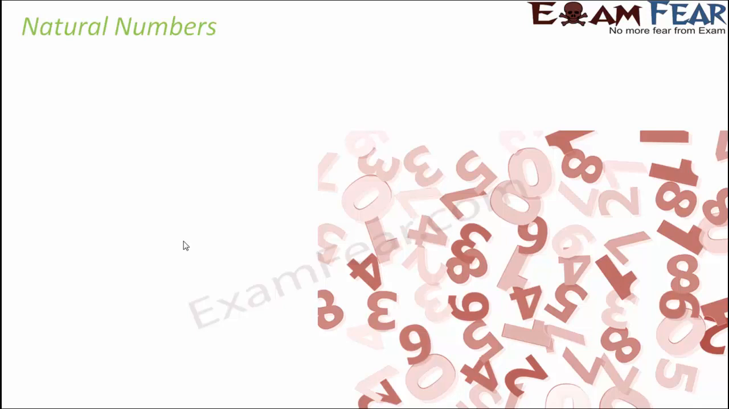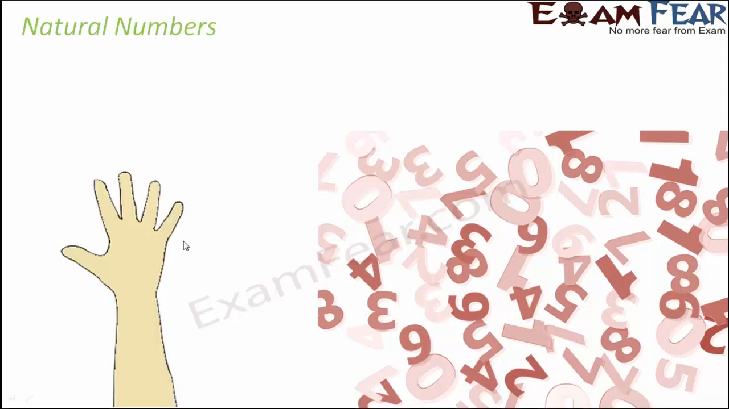When we ask a kid to start numbering, how does he or she start? They start with 1, 2, 3, 4, 5 and so on. So basically these numbers start from 1 and end at infinity. That means there is no end to it. There is no specific last number that we can define. So all these numbers are natural numbers.